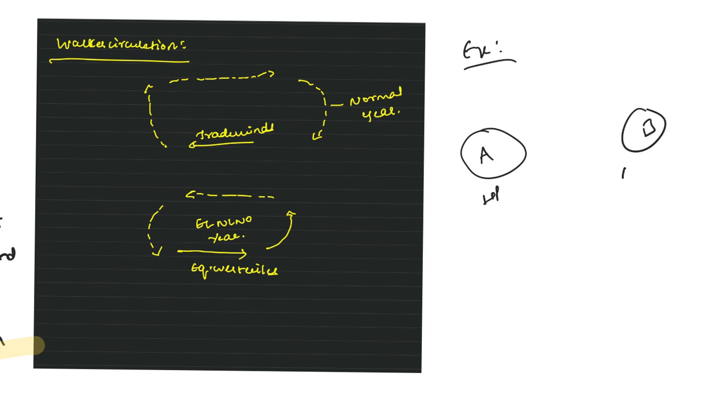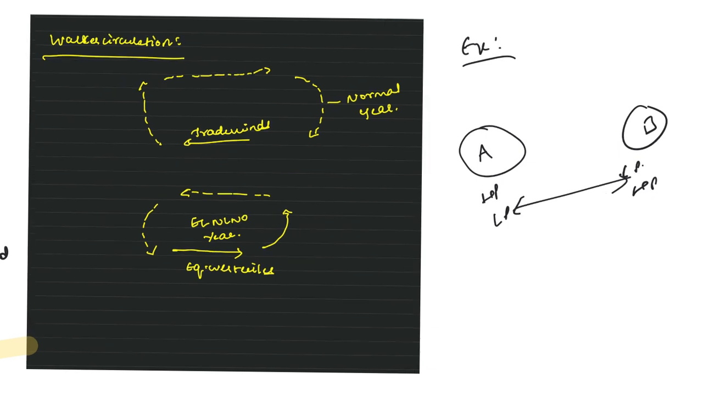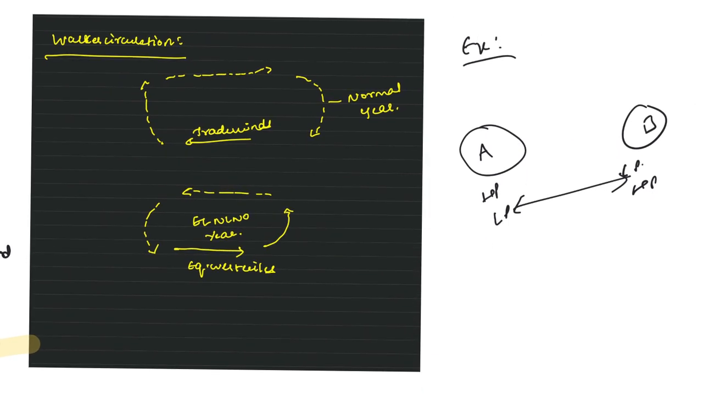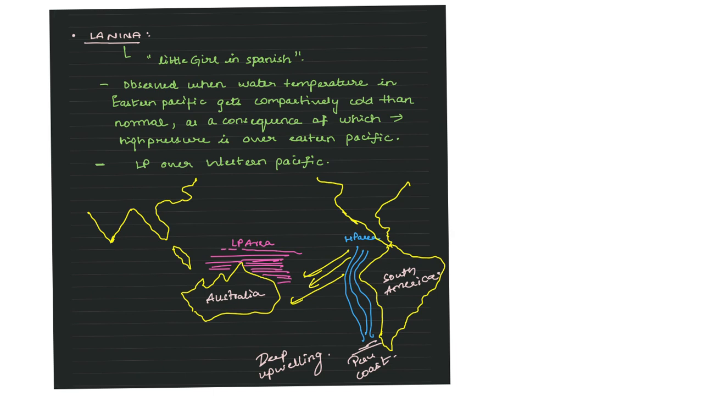Say here this is a place A and B, and this is a high pressure, this is a low pressure, or low pressure or high pressure, anything. So Walker circulation: due to these temperature differences, the wind moves. That is called Walker circulation. The movement of wind in the tropical regions due to pressure differences is called Walker circulation. Now we'll see how Walker circulation is in El Nino and in La Nina. First, we'll begin with the concept of La Nina.